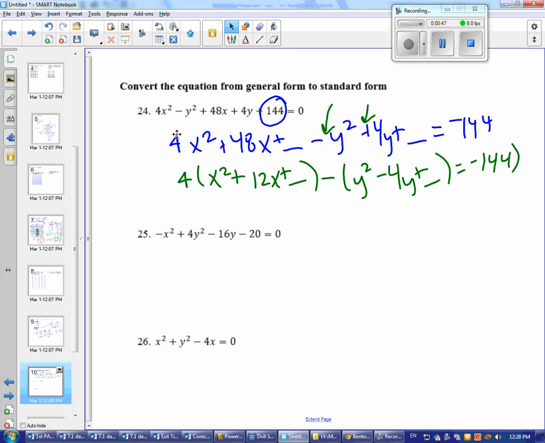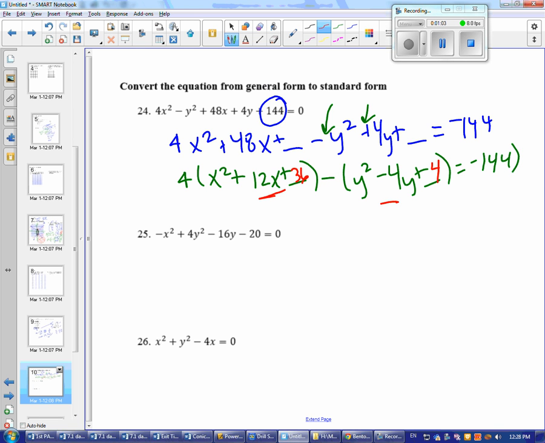To complete the square, you're going to take half of the linear term and square it. So half of 12 is 6, squared is 36. And likewise, half of -4 is -2, squared is +4. The number in the line there is always going to be positive, because any number squared is positive.